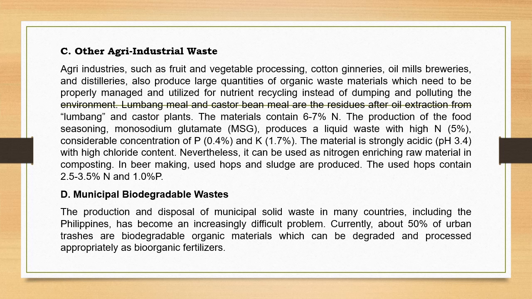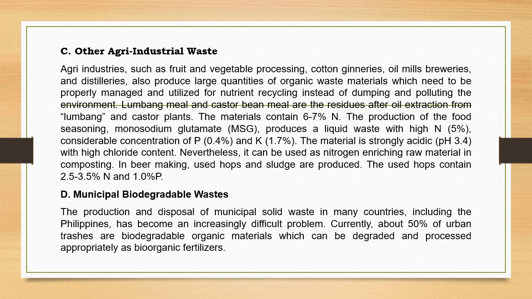The materials contain 6 to 7% of N. The production of the food seasoning monosodium glutamate produces a liquid waste with a considerable concentration of N at 5%, P at 0.4%, and K at 1.7%. So the material is strongly acidic with high chloride content. Nevertheless, it can be used as nitrogen-enriching raw material in composting.